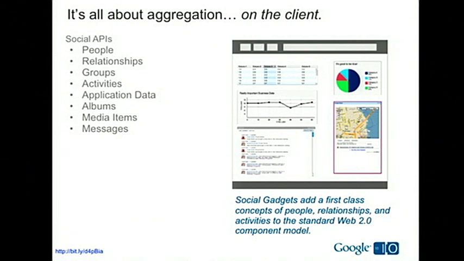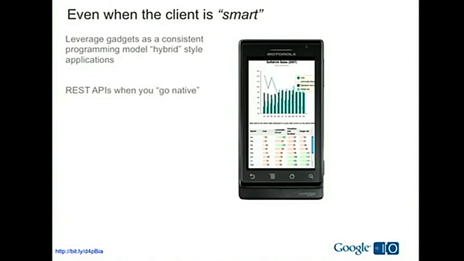And because that standard programming model is there, you can do this inside the browser, inside these gadgets. And if you're dealing with something like a hybrid app, well, we can push that down and render that on a smart client, right? A smartphone kind of thing. Or if you want to build a native app, there you go, you can use the REST APIs.